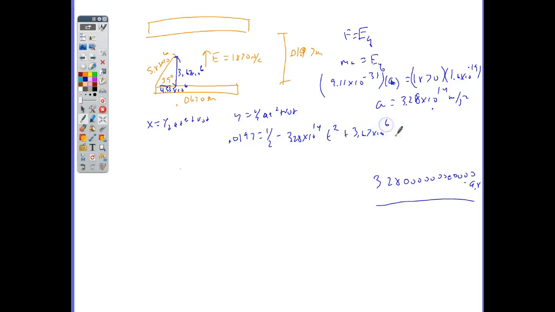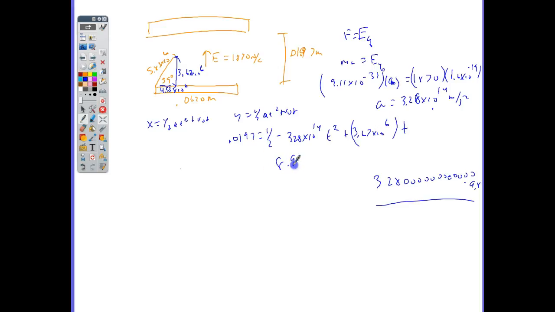3.67 times 10 to the 6th times the time here, right? So I'm going to solve for time. If I get a time, I'm excited. If I don't get a time, then I go, okay, time to give up. Equation, polynomial, second degree. I've got negative 3.28 exponent 14 divided by 2, 3.67 exponent 6, negative 0.0197. Boom. I get two real numbers. All right. Can only hit it once.